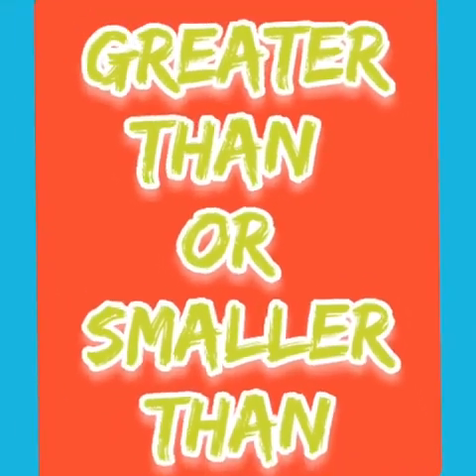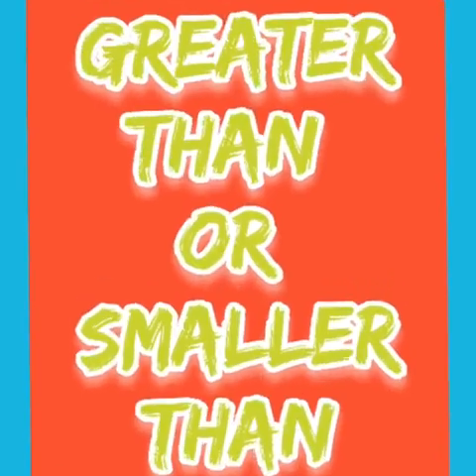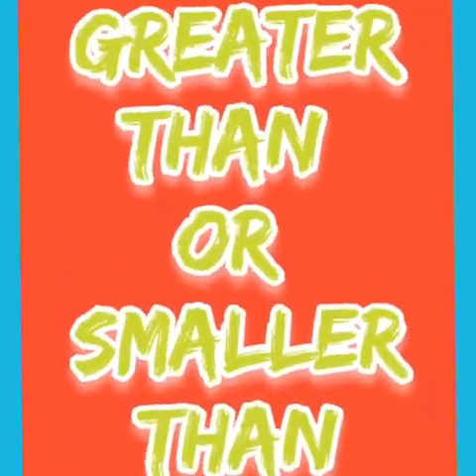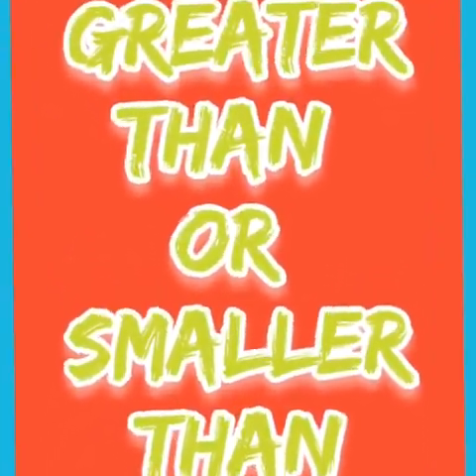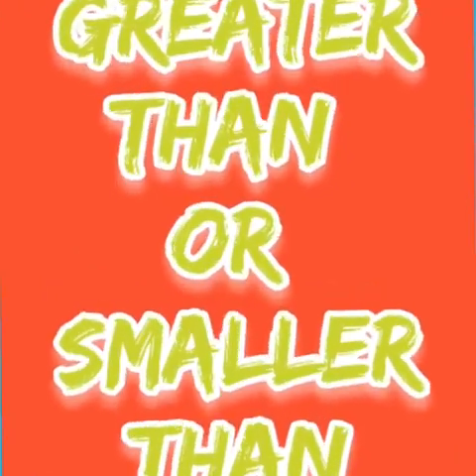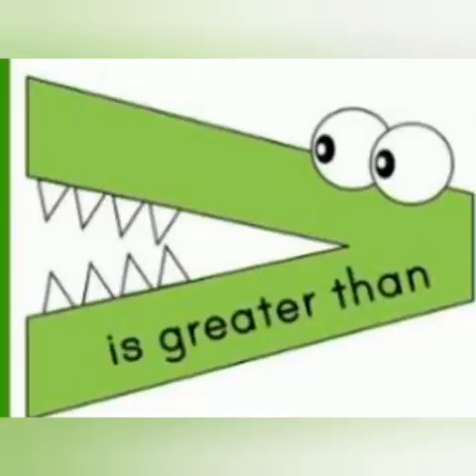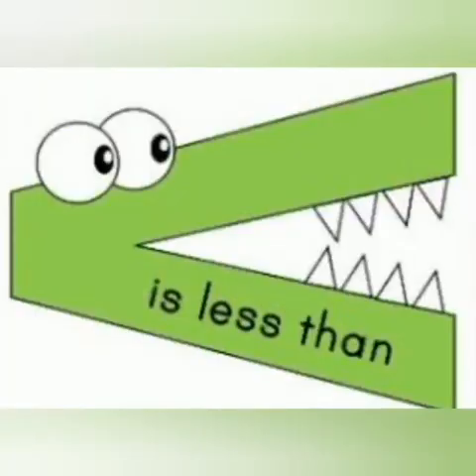Next, we are going to see greater than and smaller than. We should know which is greater and which is smaller from the given numbers. What symbol is this? Yes, this is the greater than symbol. The mouth opens on the left side, like a crocodile's mouth opening on the left side. This is called greater than.